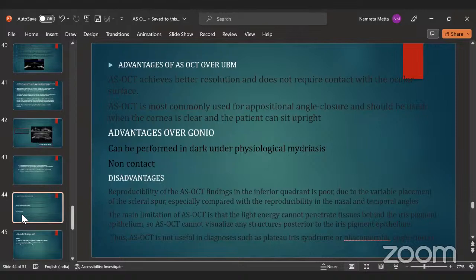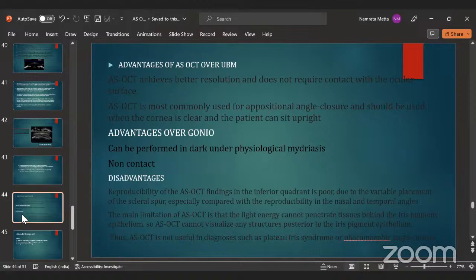Advantages of ASOCT over UBM are that the resolution is better and it is non-contact. It is most commonly used for appositional angle closure. And as I said, it can be used to clear cornea and the patient has to sit upright. Over gonio, it can be performed in the dark under physiological mydriasis and it is non-contact, so more patient cooperation is got.